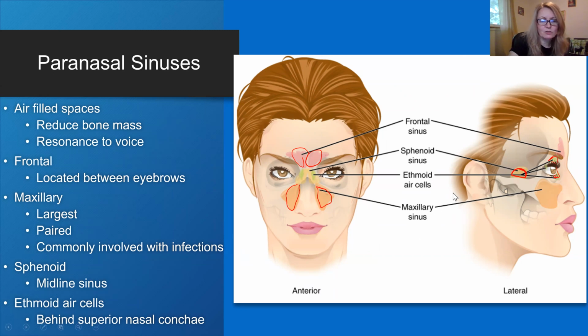Behind the superior nasal conchae. So paranasal sinuses, that's their function. And you know, when you have sinusitis, sometimes it hurts here or over here, over here. That might be some infection or inflammation of these paranasal sinuses. And paranasal means close to your nose.